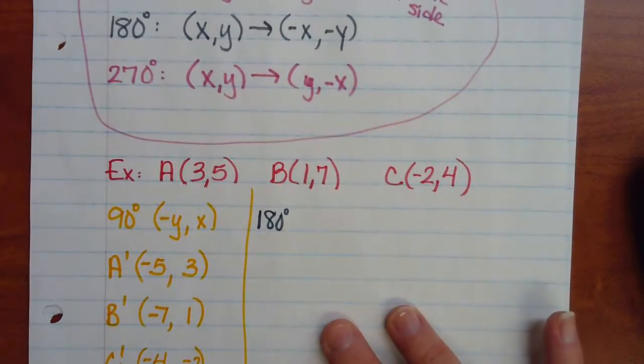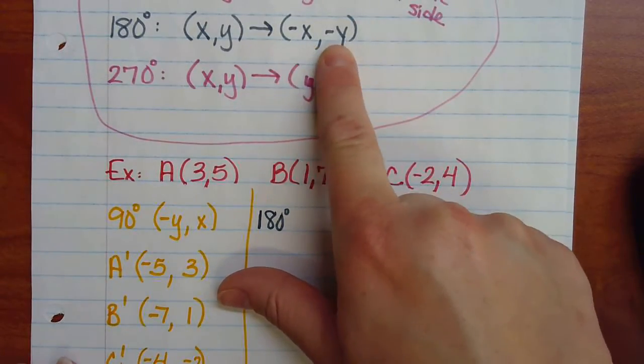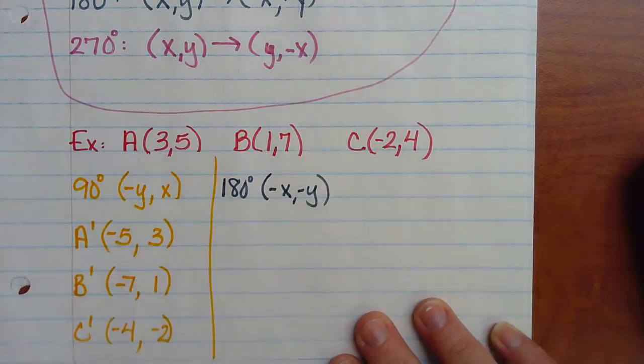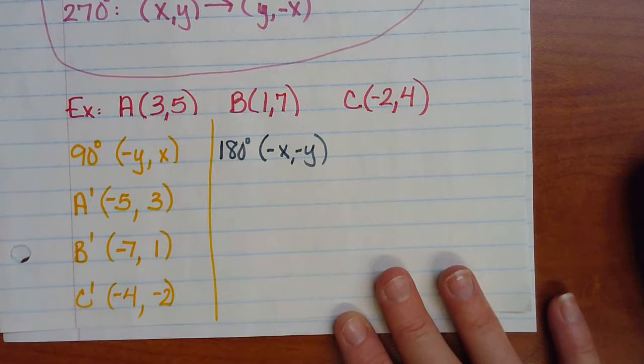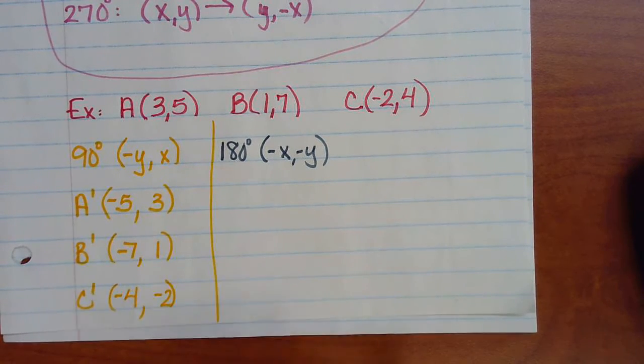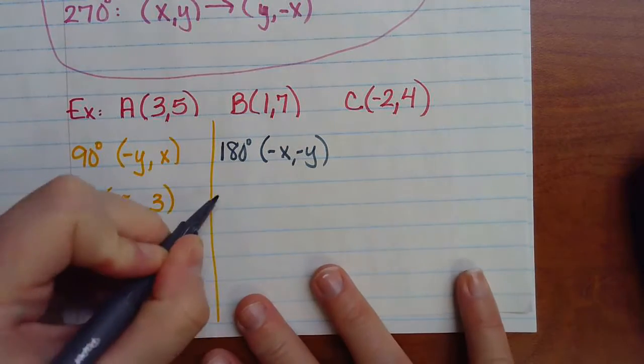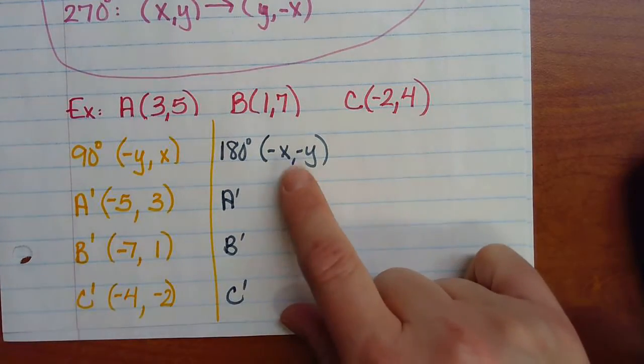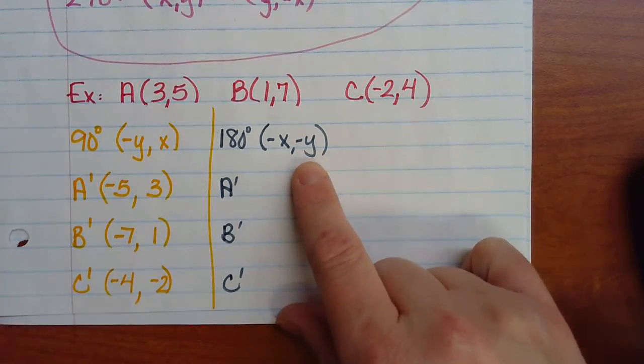So for 180, our formula says negative X, negative Y. So our A, B, and C, our X and our Y values stay where they're at. They just all change signs. So 180, I think, is the easiest of them all. So we have A prime, B prime, and C prime using that formula.